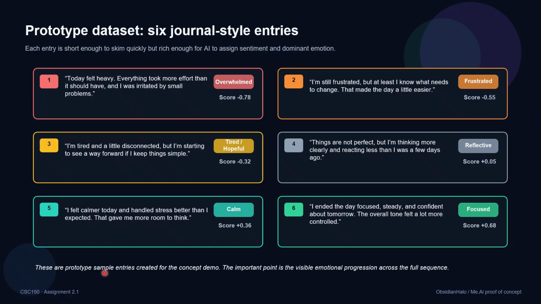This slide shows the prototype dataset. I created 6 short journal-style entries that move from frustration and fatigue toward calm and focus. Entry 1 is strongly negative and overwhelmed. Entry 3 is important to note because it contains mixed emotions, fatigue, and hope. By entries 5 and 6, the tone is calmer, steadier, and more future-oriented. These entries make the emotional progression visible enough for AI to analyze as a full sequence.